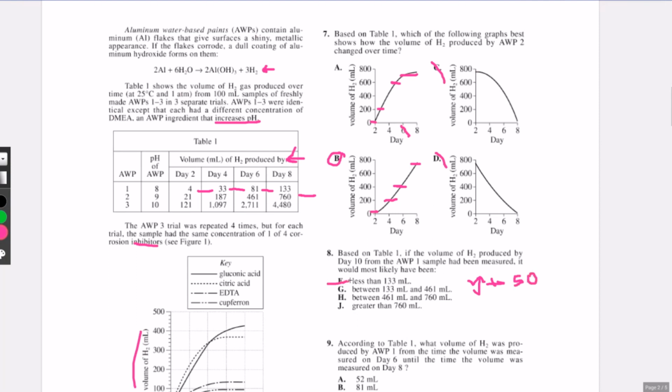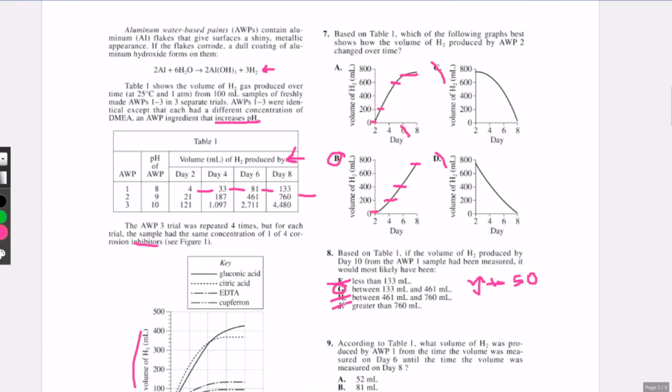So we're not less than 133. Between 133 and 461 seems about right. That's a really big margin. But let's just check the other two first. So between 461 and 760, absolutely not, right? We're looking at like 50 plus 133, so like 183 maybe, not 460. And greater than 760 is equally out of the question.